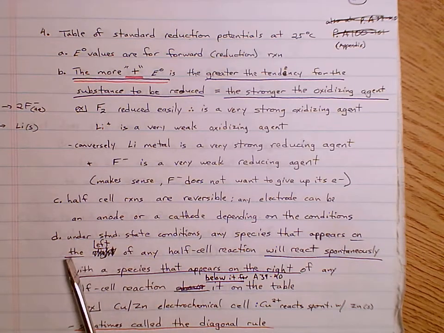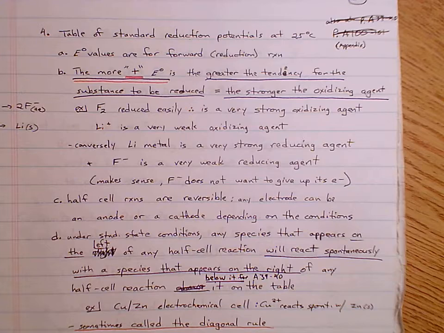All right. Under the standard state condition, something we'll get into, the diagonal rule. Anything that appears on the left of any half cell reaction will react spontaneously with a species that appears on the right of any half cell reaction below it on the table. We'll spend a lot of time on that. Don't worry about that.